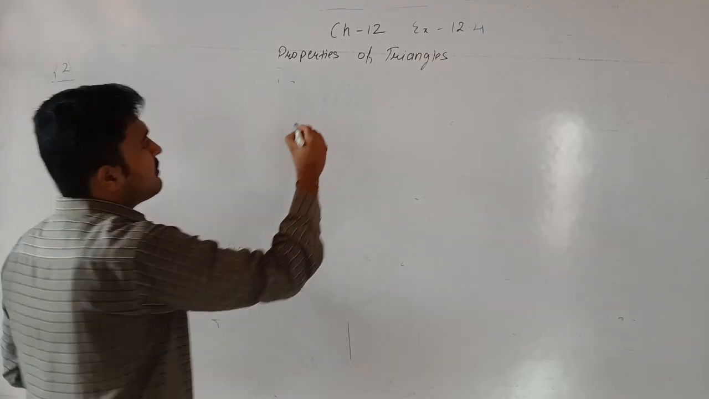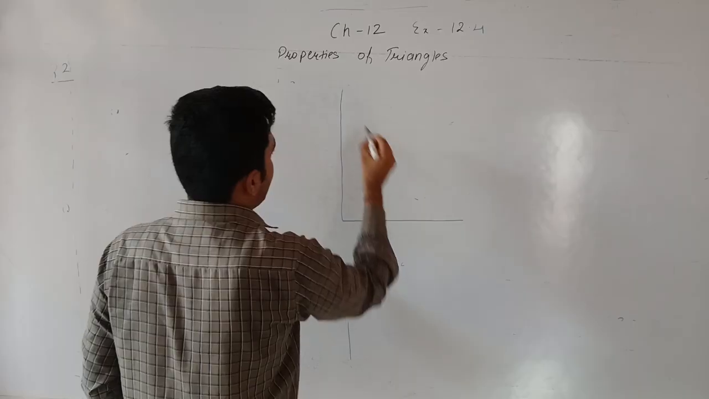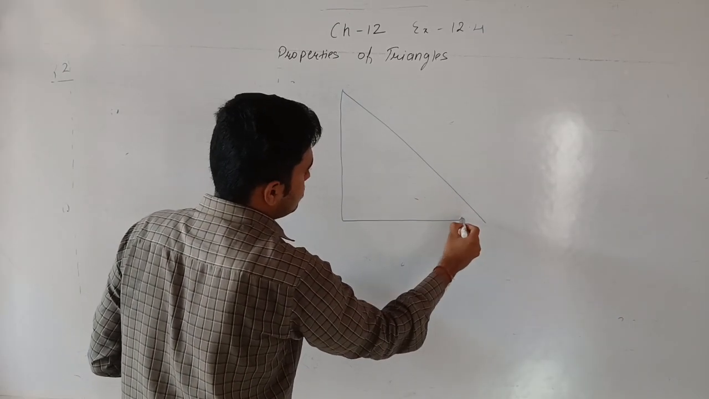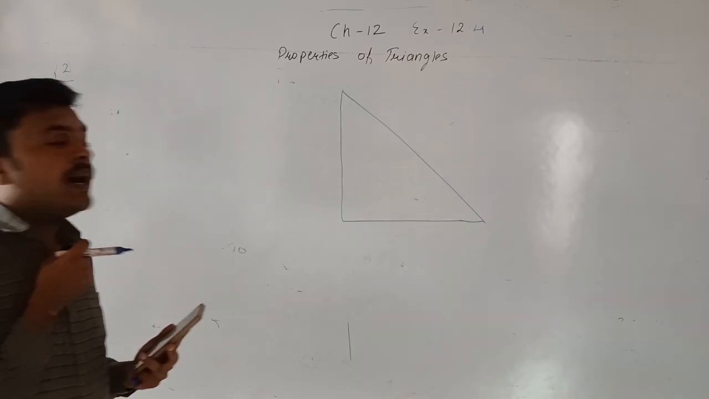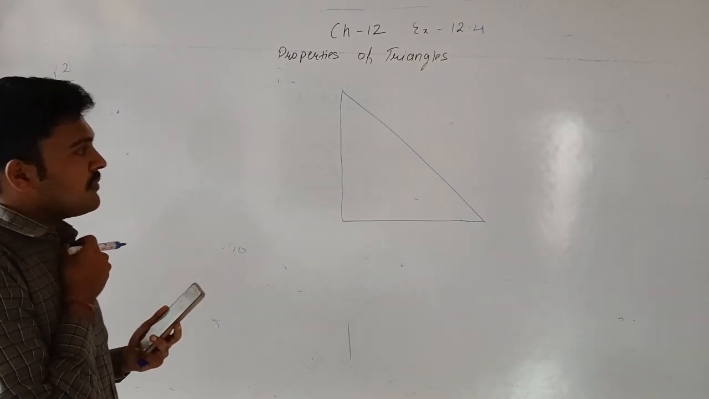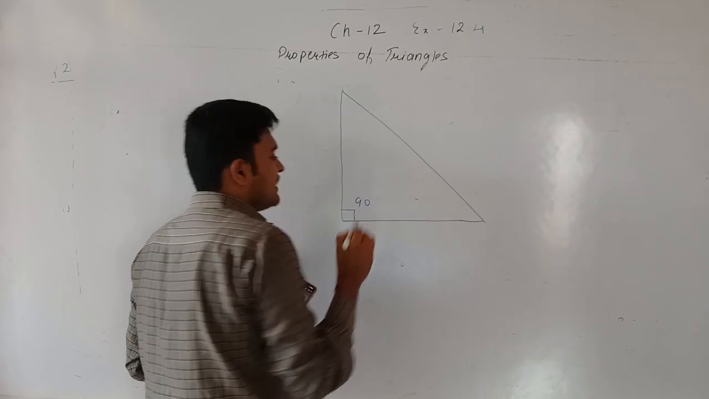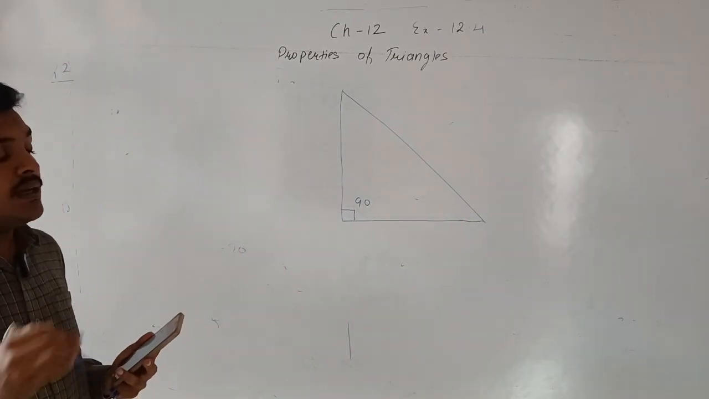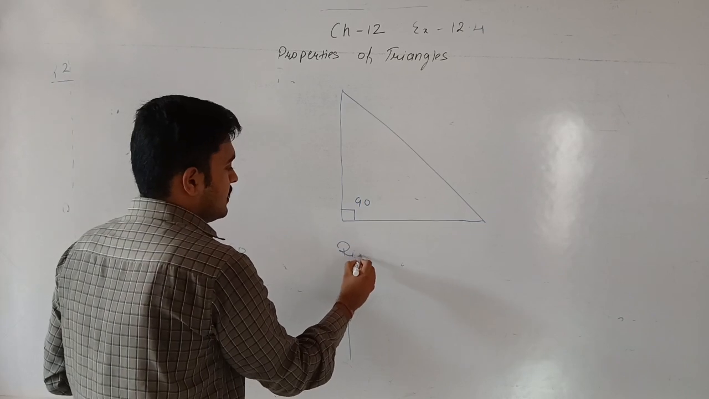Therefore, the property of triangle used here is the Pythagoras theorem. So in this chapter, we will do the Pythagoras theorem. It is a right angle triangle. In a right angle triangle, one angle is equal to 90 degrees.